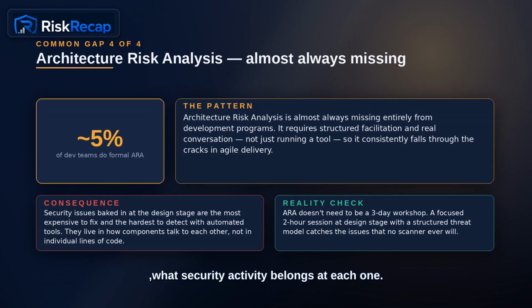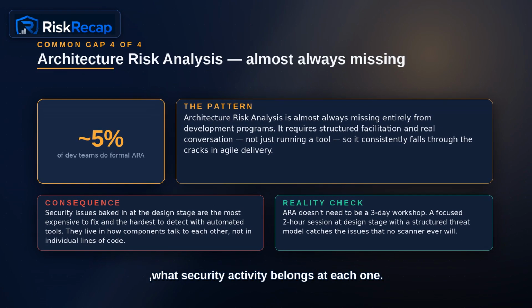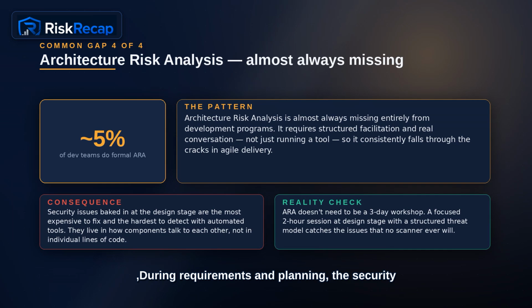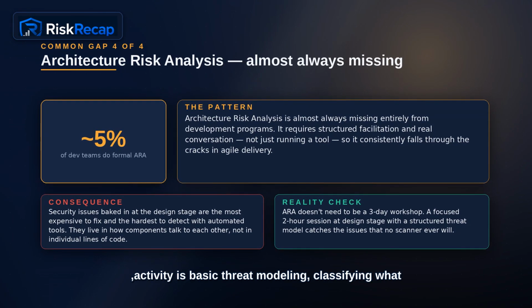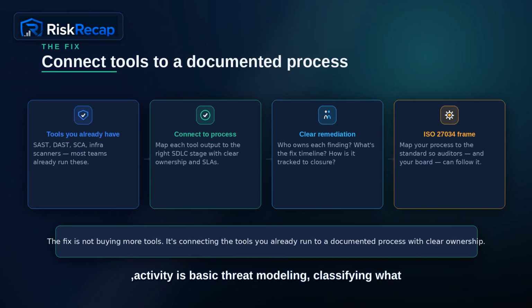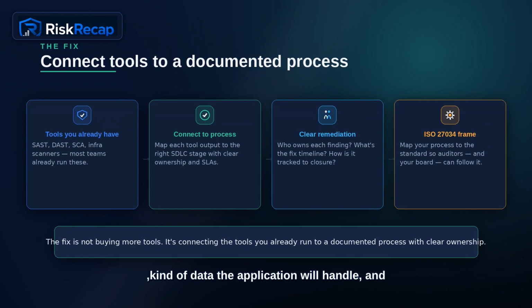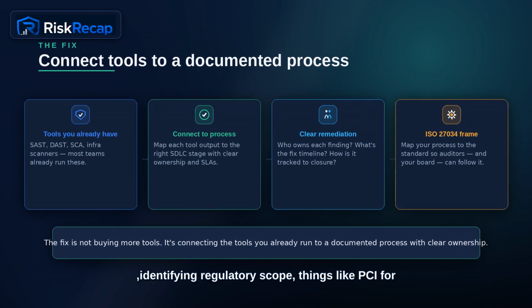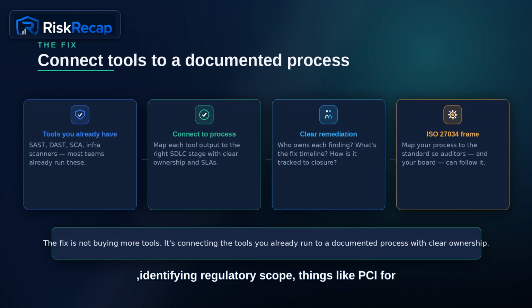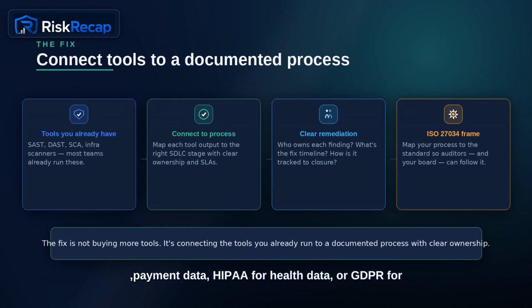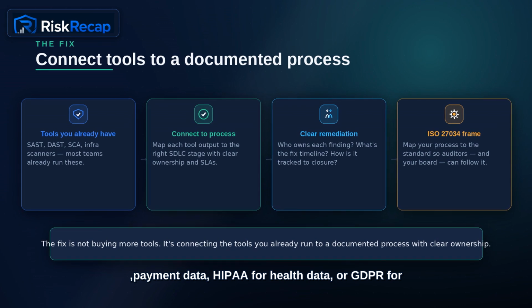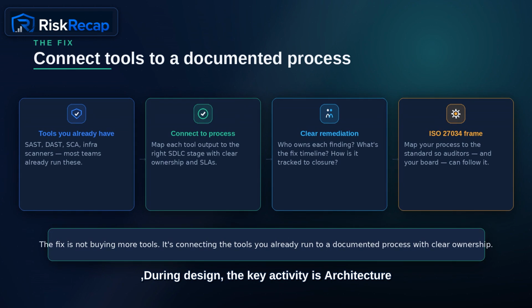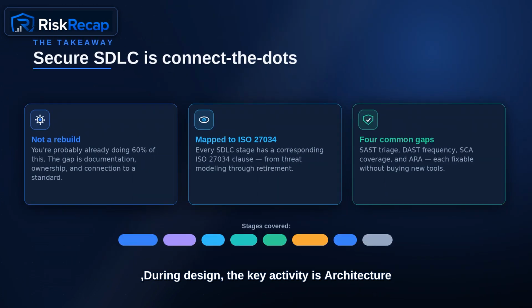Vulnerable open source components have been at the center of some of the largest security incidents in recent years. Architecture risk analysis is almost always missing entirely. It requires structured facilitation and conversation, not just running a tool, so it tends to fall through the cracks. The fix for all of this isn't buying more tools. Most companies already have enough tooling. The fix is connecting the tools you already run to a documented process with clear ownership and clear remediation timelines.